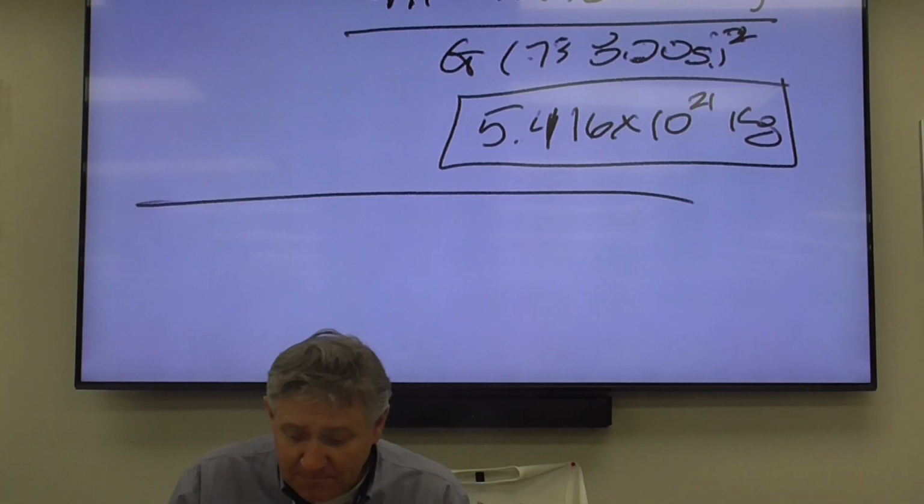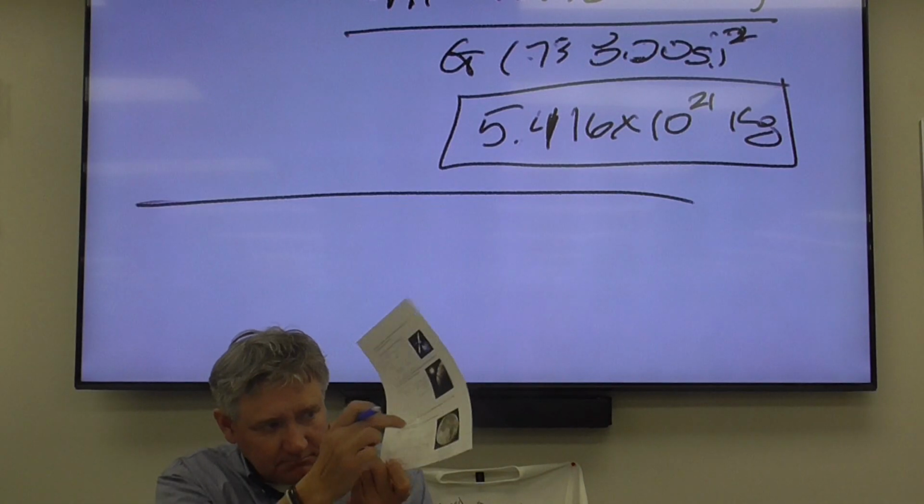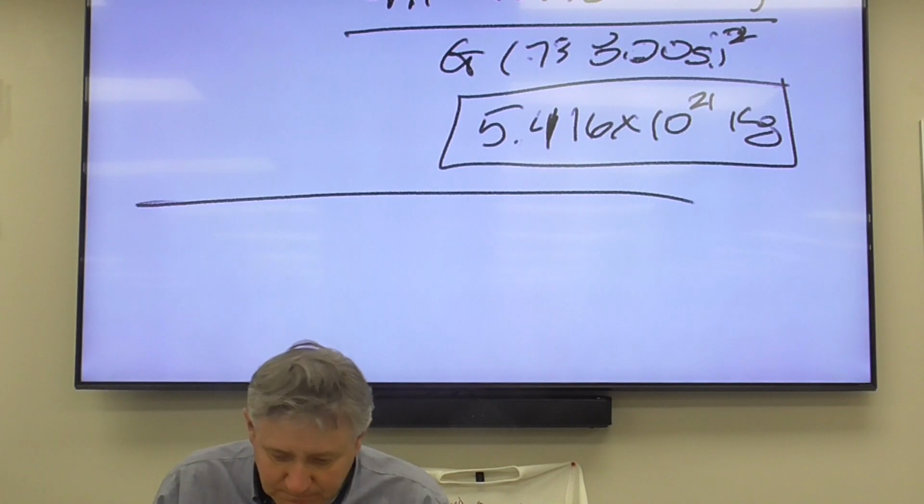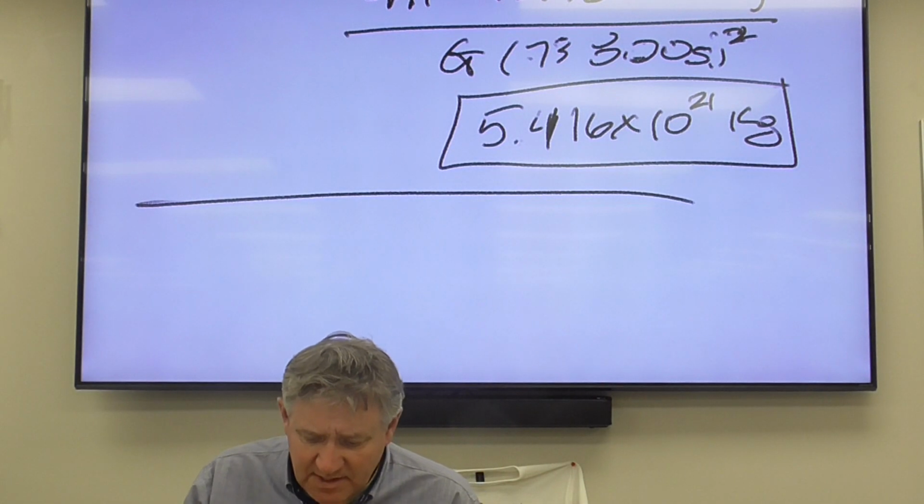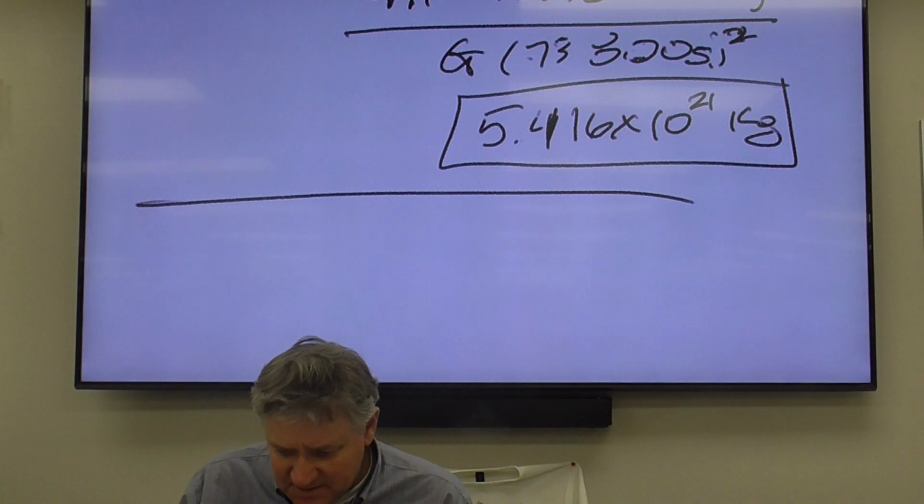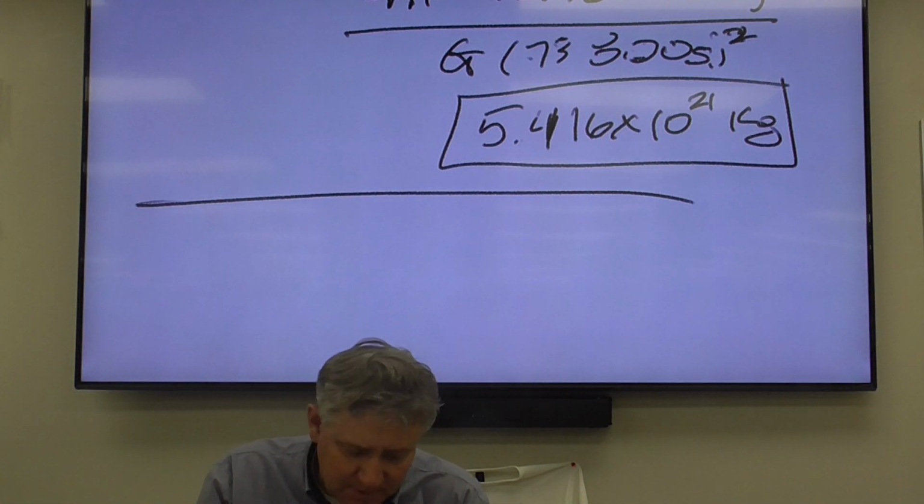Okay, on the third problem. This one. So this one, you have the moon has a radius of 1.4 times 10 with gravitational acceleration 1.22. What's the mass of the moon?